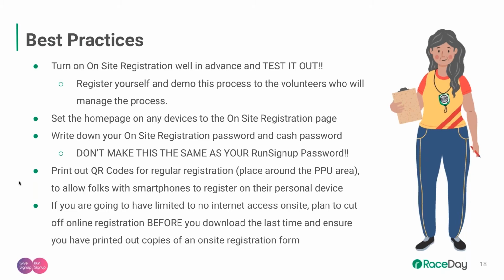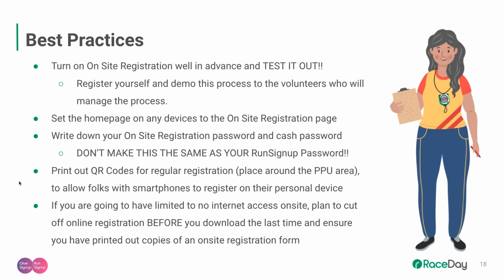And in that scenario, you need to ensure you have printed out copies of an on-site registration form. And you need to talk with your timer, or if you are the timer, you need to talk with your race director and know if you're going to have internet access. Most of the time you can look on Google Maps and say, look, we are out in the boonies. We know we're not going to have cell signal. We need to plan accordingly to have a successful race day.